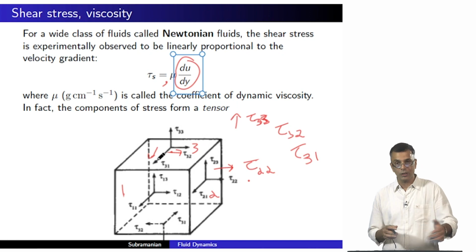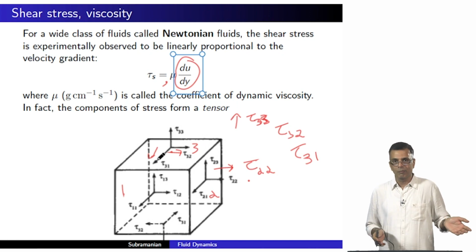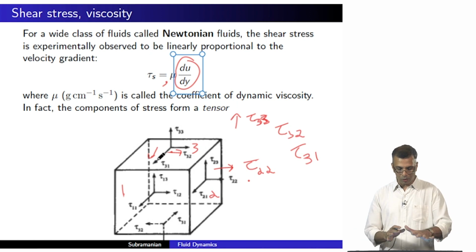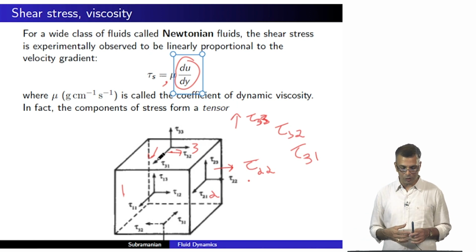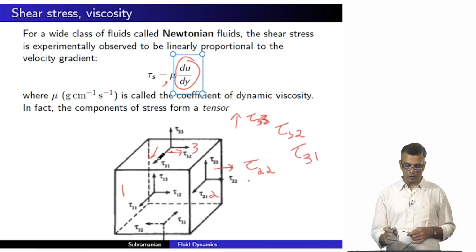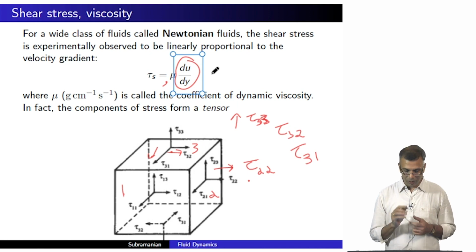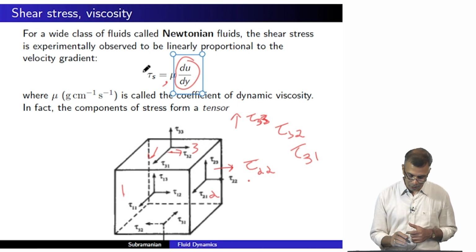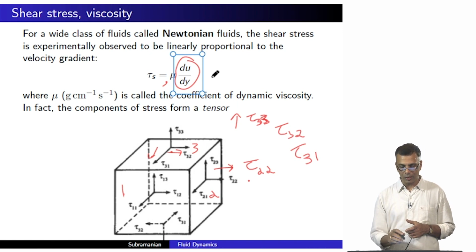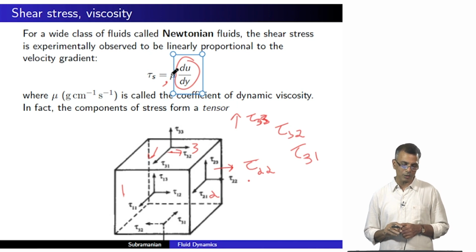And there's no real need to strongly differentiate between these three kinds of stresses. It's just that one is normal, the other two are tangential. You can consider them in one unified kind of description, and we will see why the concept of shear stress is central to viscosity because of this. It's experimentally observed that the shear stress is linearly proportional to the velocity gradient, and the constant of proportionality is this coefficient of dynamic viscosity.